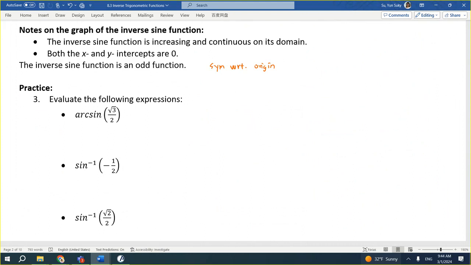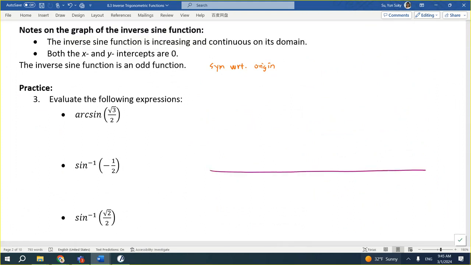By the way, all these problems say find exact values, which means, can you use your calculator? No, you cannot use your calculator. So how do we do it? Okay, we draw the picture.